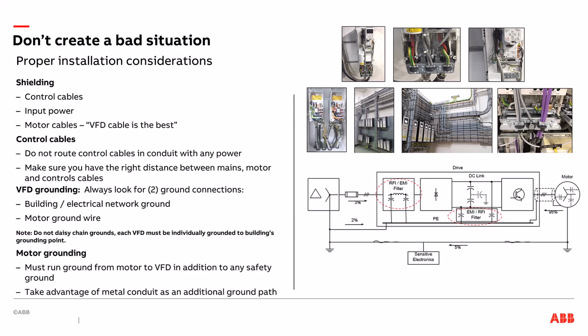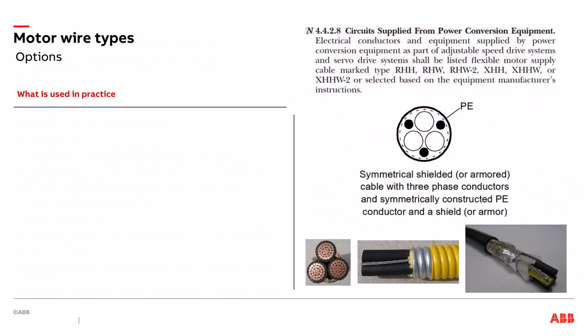Grounding is critically important for both the VFD and the motor. Always look for 2 grounding connections for a VFD, at the building's electrical network ground and the motor ground wire. Never daisy chain grounds. Each VFD must be individually grounded to the building's grounding point. For motors, run a ground from the motor to the VFD in addition to any safety ground. Take advantage of the metal conduit as an additional grounding path. Keep in mind that drives produce high-frequency noise on the output side that wants to find its way back to the source.